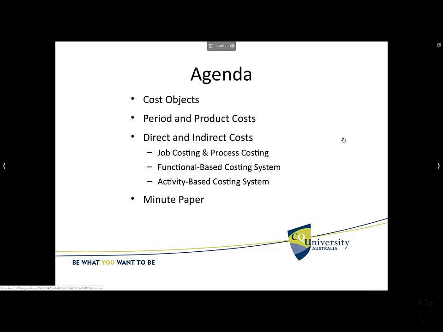The first thing we'll look at today is cost objects, and this is a key idea in management accounting where we attach costs to various cost objects. Then we'll be looking at period and product costs. This is a key distinction in accounting that you need to be very clear on, and we'll be spending time with that. Then we'll look at direct and indirect costs, costs that we can easily attach to cost objects, so direct costs, costs that are not so easy to attach to cost objects, or indirect costs.